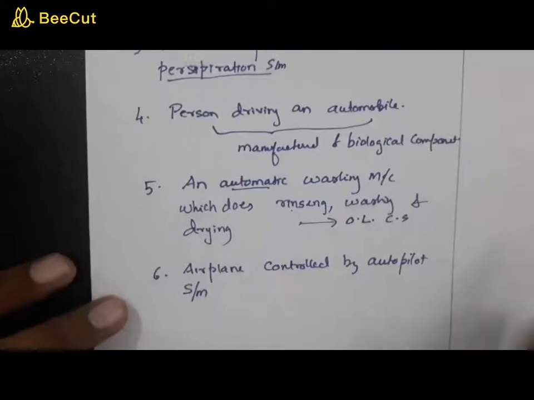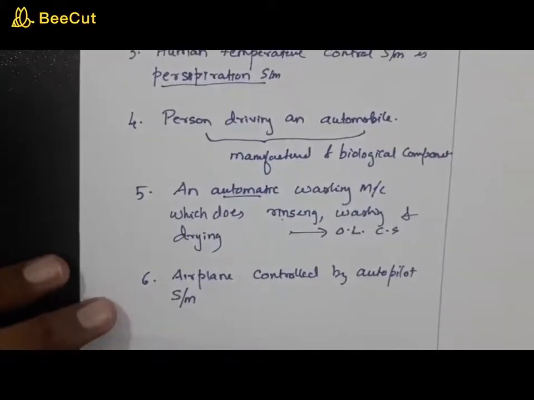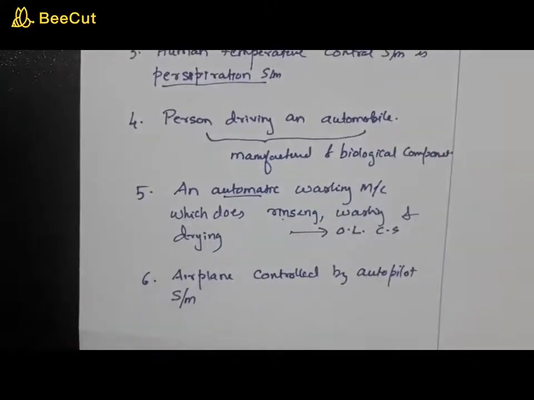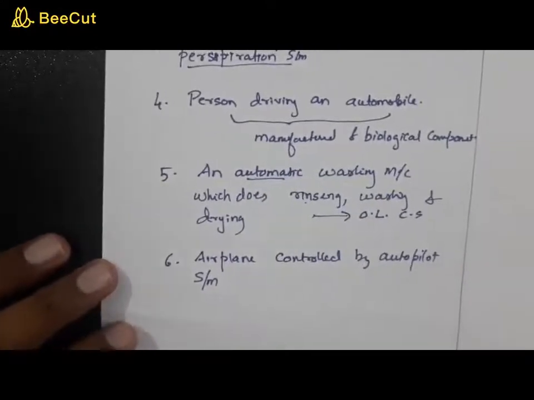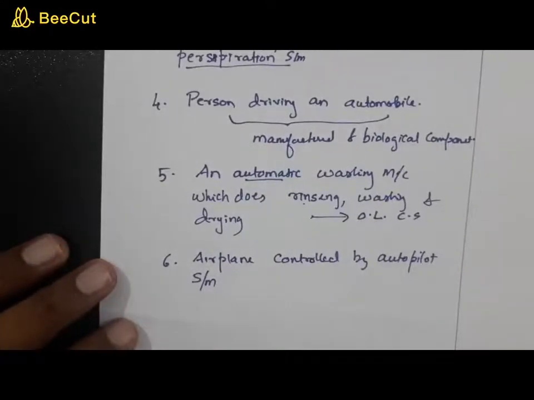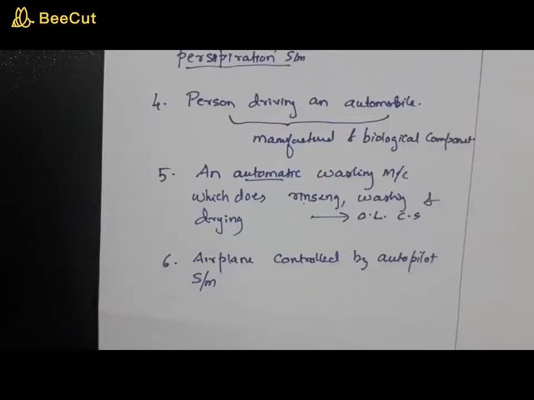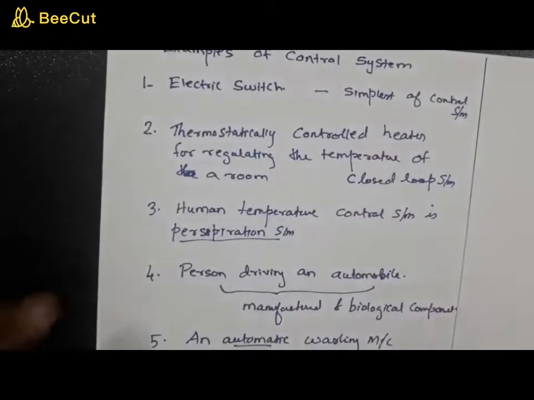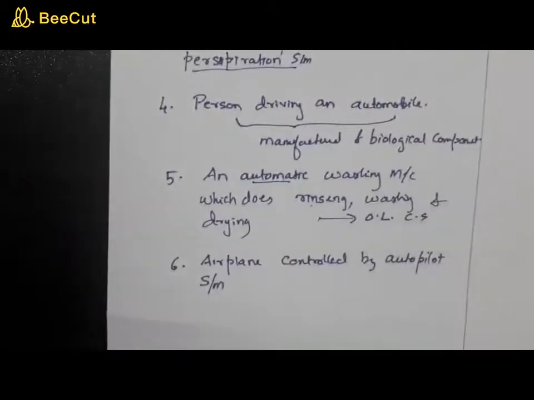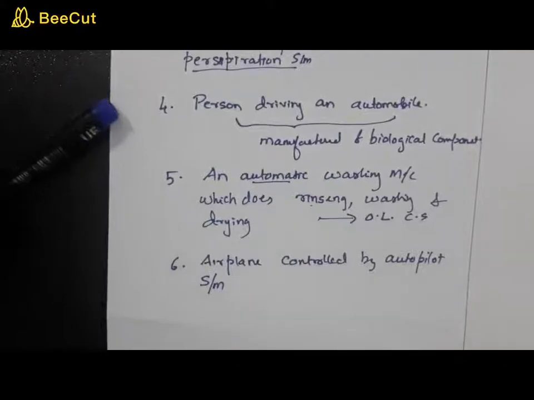Say for example, when I put the timer for 5 minutes, the washing machine will be working for that 5 minutes. So the 5 minutes is a reference point. Similarly, in the case of an air conditioner, as I mentioned, I have set the temperature to be 25 degrees Celsius.